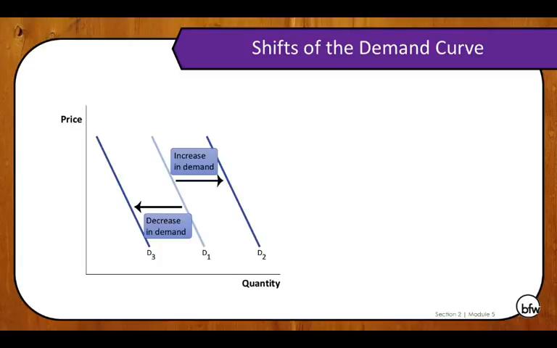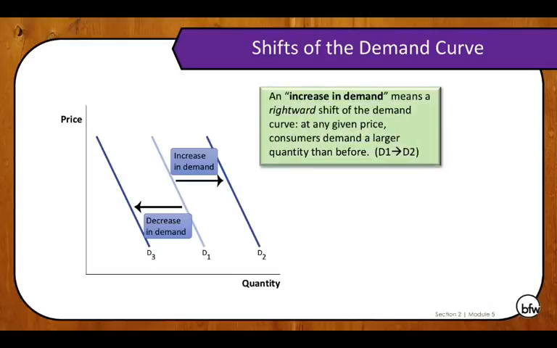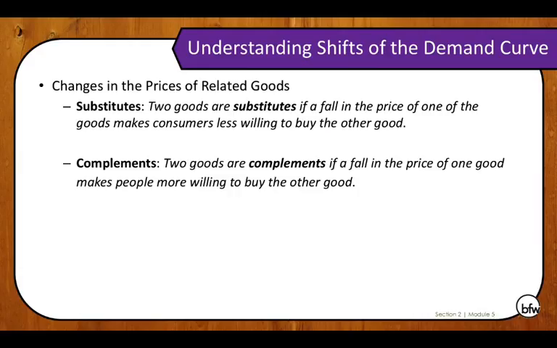And why is that so? Because we measure demand on the horizontal axis. So moving to the right represents an increase in those numbers, and moving to the left represents a decrease in those numbers as measured on the x-axis. So an increase in demand means a rightward shift of the demand curve, meaning at any given price, consumers demand a larger quantity than before, and a decrease in demand is represented by a shift to the left.